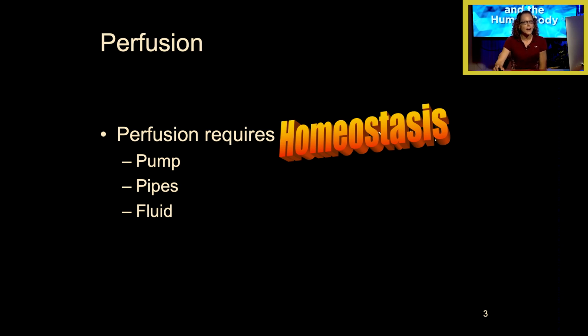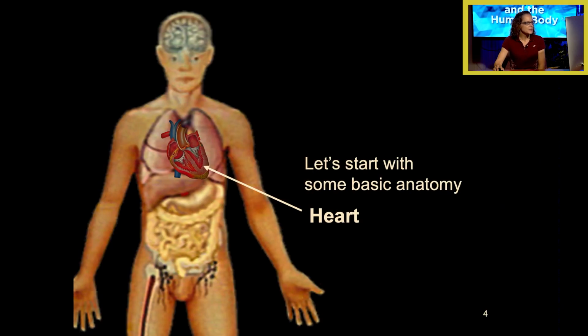You're going to hear me talk a lot about the word homeostasis, and we're going to use that when we're talking about the balance in all of the body systems that we'll be studying. So let's talk a little bit about some basic anatomy. The heart is a muscular organ located to the left of the sternum or the breastbone, and it points towards the left.